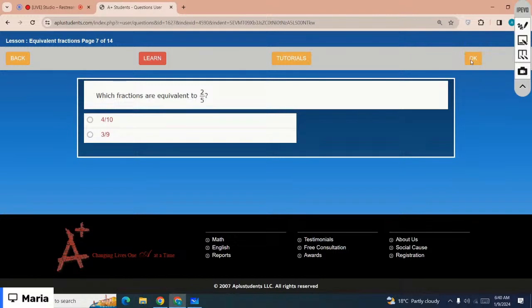Which fraction is equivalent to 2 by 5? Which is the correct option? The correct option is 4 out of 10.